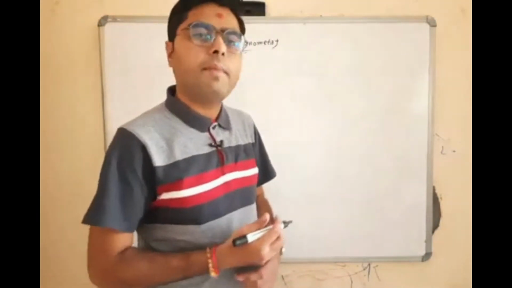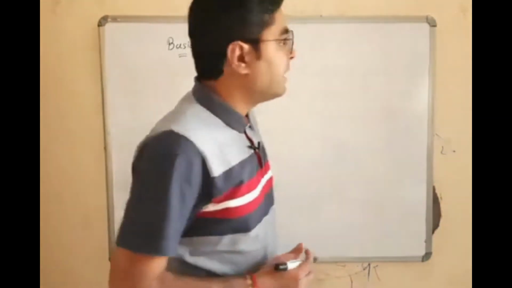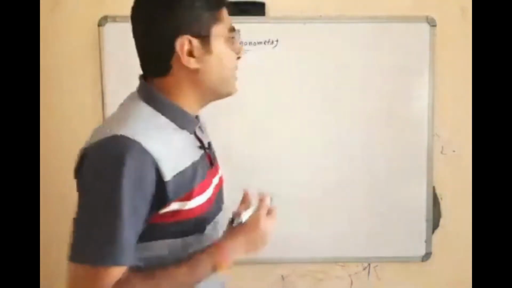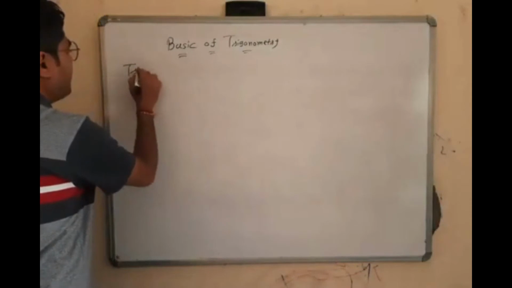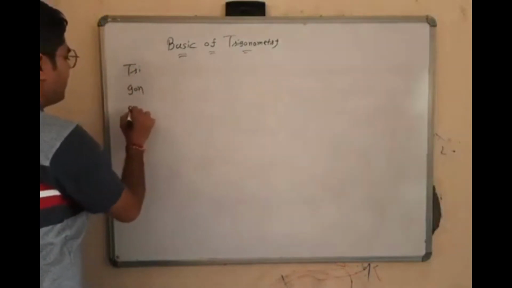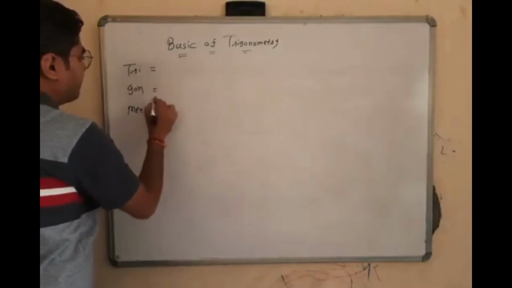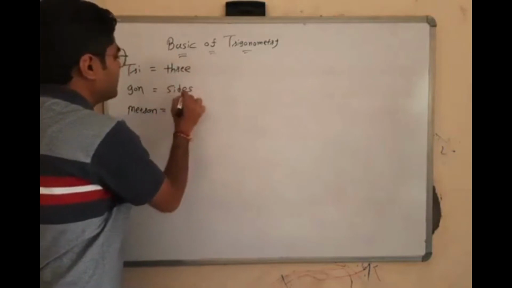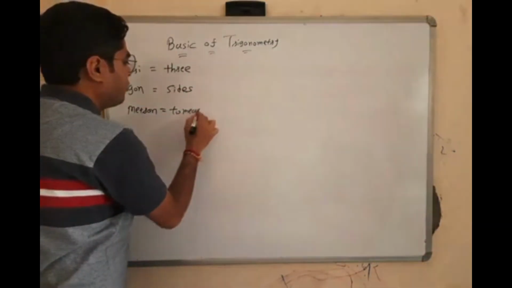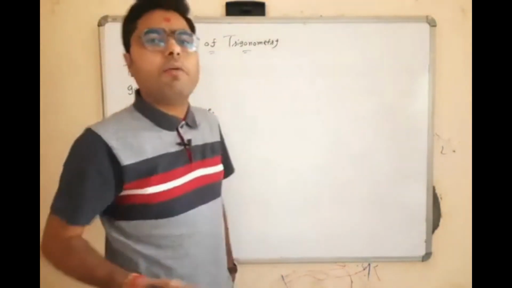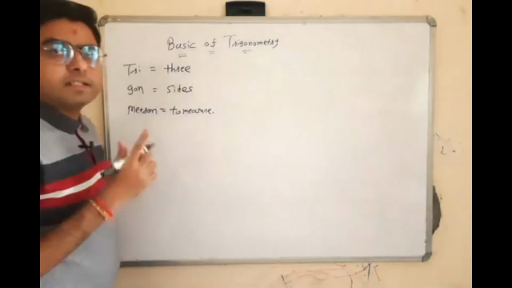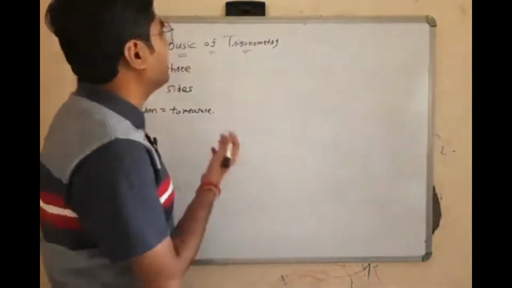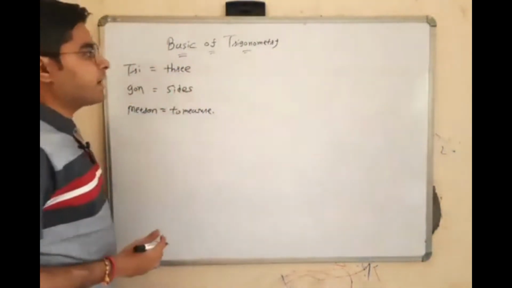We are going to learn the basics of trigonometry. First of all, guys, trigonometry is an English word which is a combination of three Greek words. Which are they? Tri, gon and metron. Tri means three, gon means sides and metron means to measure. It means that using trigonometry we find the sides and the angles of the triangle. It means we can measure the sides and the angles of any triangle.